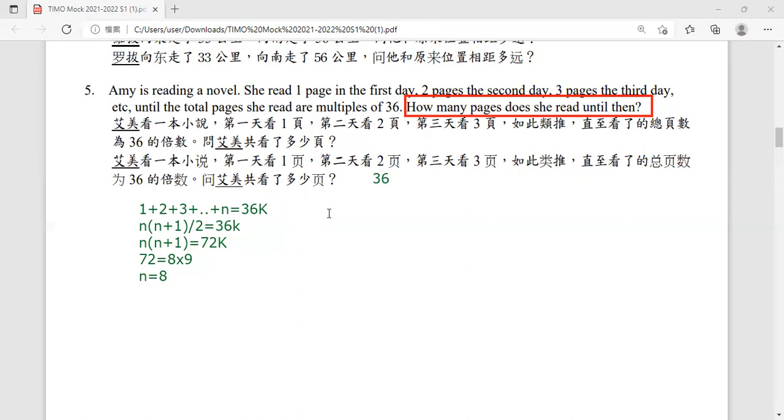So if I put an 8, you will find that 1 plus 2 plus 3 plus 4 plus 5 plus 6 plus 7 plus 8 is exactly equal to 36, which is a multiple of 36. So n is 8, and the total pages read is 36.